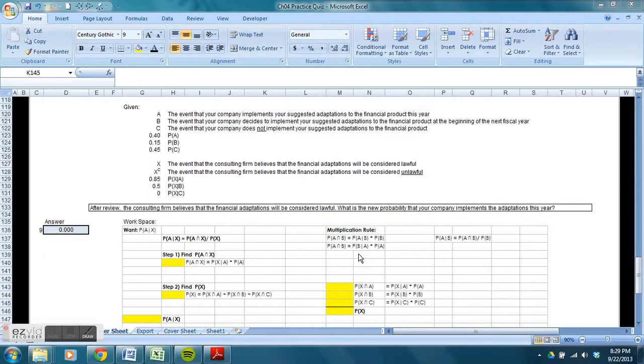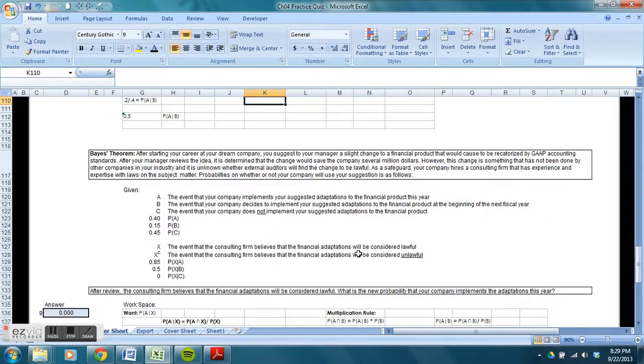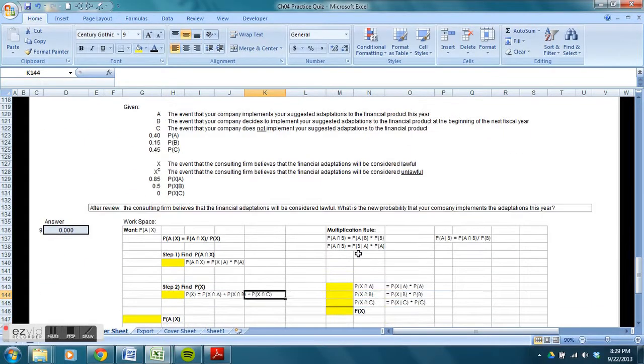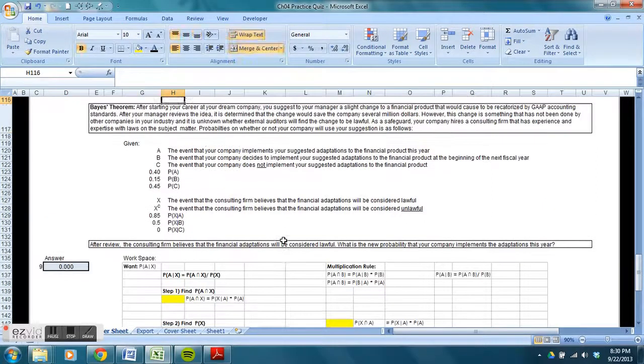Alright, so last two problems. Question number 9. You've already read over the problem, so we're going to jump right into the solution. After the review, the consulting firm believes that the financial adaptations will be considered lawful. What is the probability that your company implements the adaptations this year?